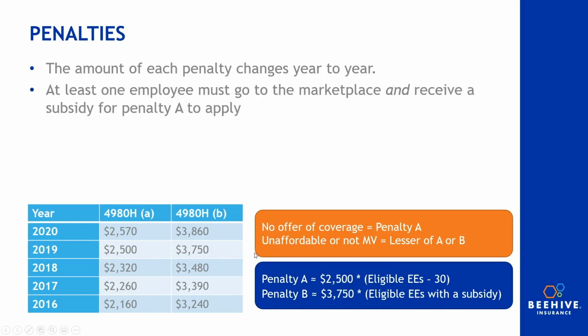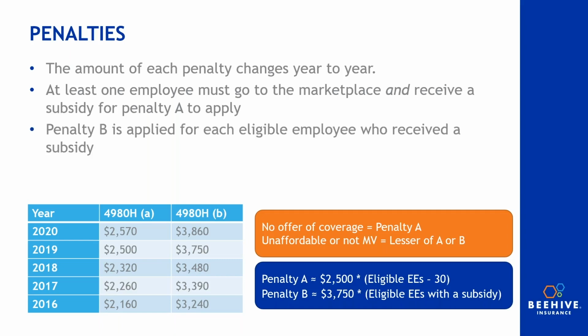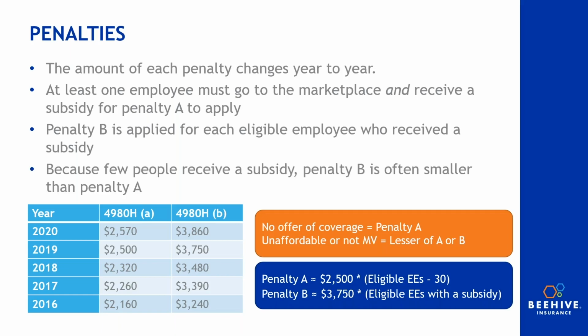At least one employee must go to the marketplace and receive a subsidy for either penalty to apply, because it needs to be there for penalty A, and penalty B is calculated only based on employees who receive a subsidy. Penalty B is applied for each eligible employee who received a subsidy. And again, because few people receive a subsidy, penalty B is often much, much smaller than penalty A.